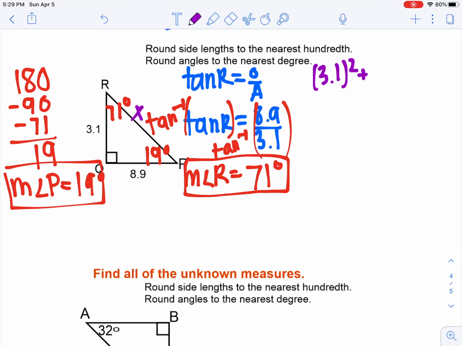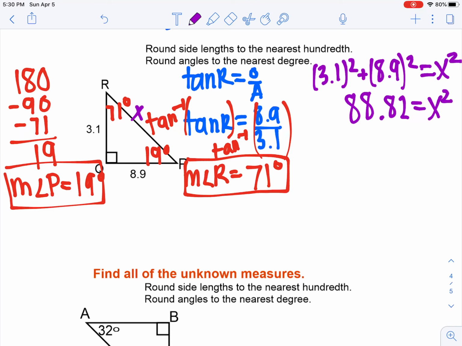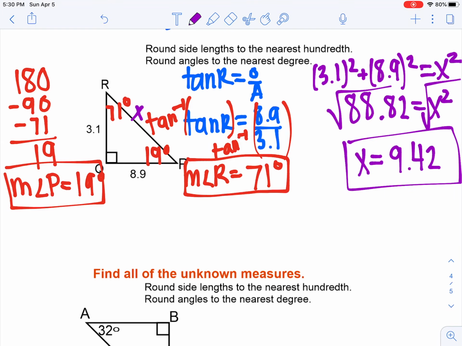So we have our two legs, 3.1 and 8.9. So we can square those and add those together. And that should equal our hypotenuse squared. 3.1 squared plus 8.9 squared equals 88.82. So then if we take the square root of both sides, we get X equals 9.42.